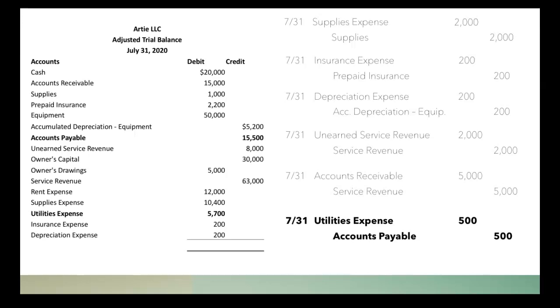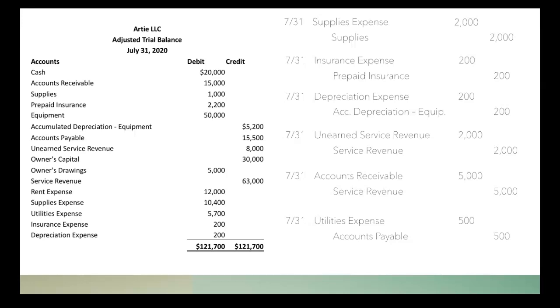So if you total up all of your debits, you should get 121,700. And then if you total up all of your credits, 121,700, right? And those two amounts equal. And that's not a coincidence. Your debits must equal your credits, right? Just like in journal entries, same thing is true on a trial balance.